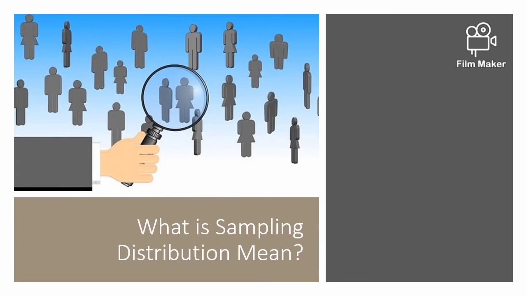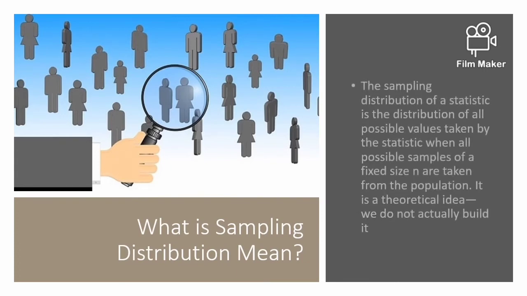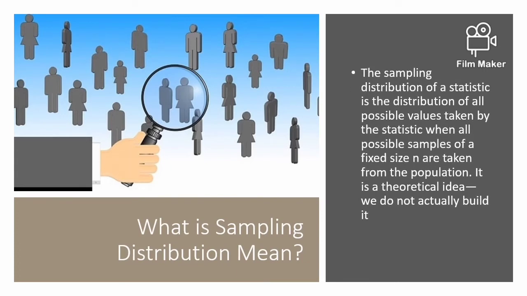What is the sampling distribution mean? The sampling distribution of a statistic is the distribution of all possible values taken by the statistic when all possible samples of a given size n are taken from the population. It is a theoretical idea. We do not actually build it.